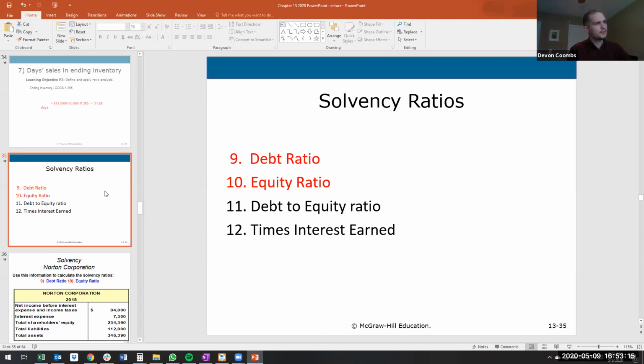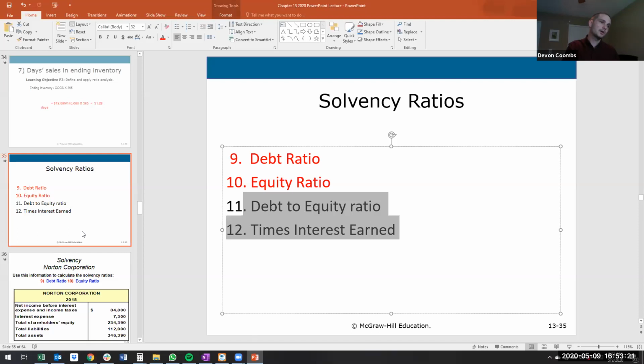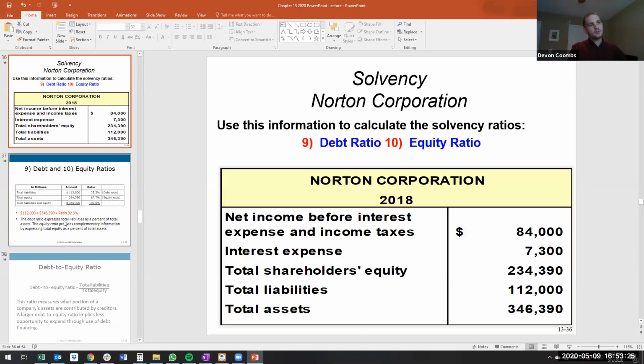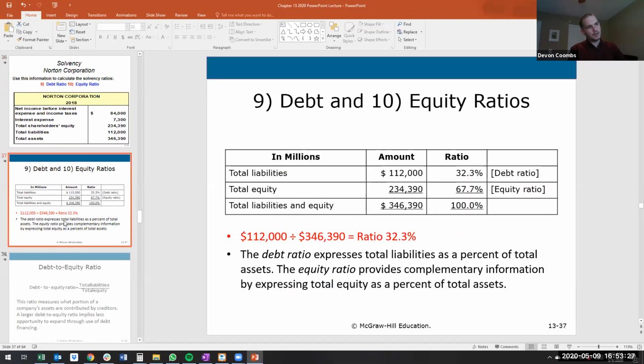So solvency ratios. What we're going to be focused mainly on is debt ratio and equity ratio. I want us to learn these other two as well, debt to equity and times interest earned. So we're going to use these numbers, but you can just go back to them for examples. So the debt and equity ratios.